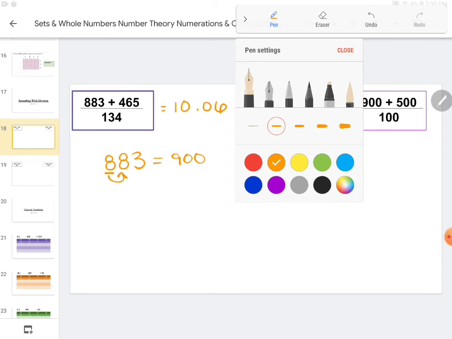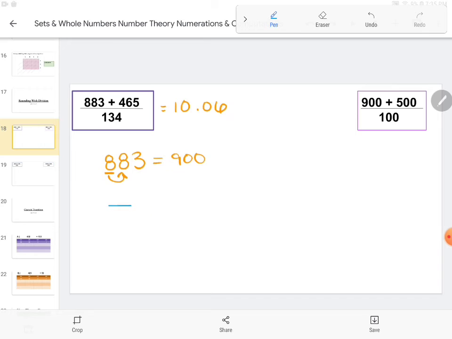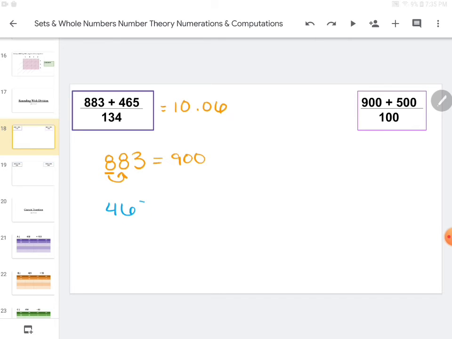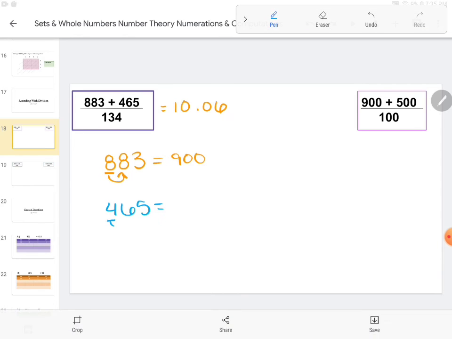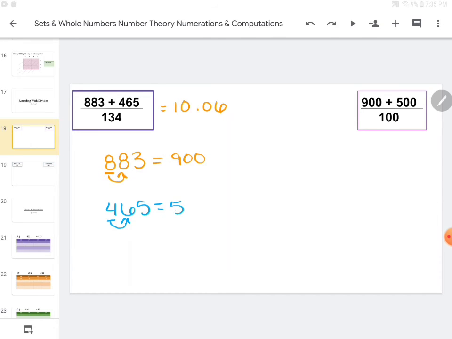Again, if we look at our next number, we have 465. A quick and easy way to round this is to look at our 4, our leftmost digit, and then look at the number to the right of it. 6 is 5 or more, so we're going to go ahead and round that up to 500.